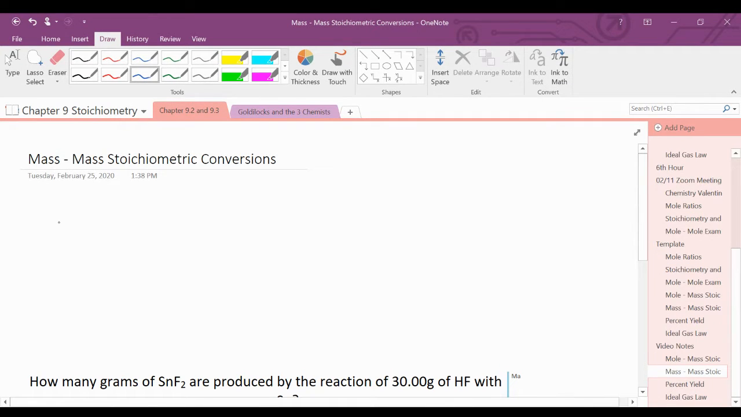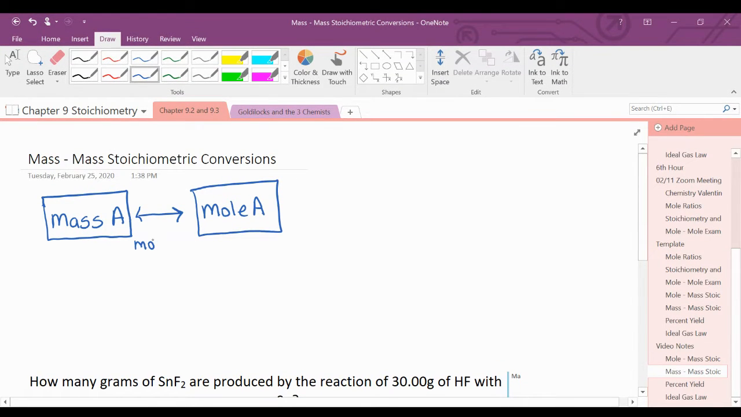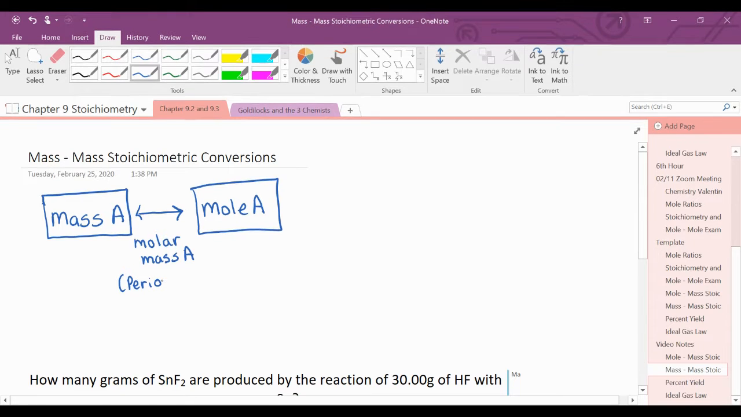So we'll start by writing our molar highway. Again, the A and B just distinguish that we're working with two different substances. So I'm going to convert from the mass of A to moles of A, and I'll do that using the molar mass of A. We would need the periodic table for this.